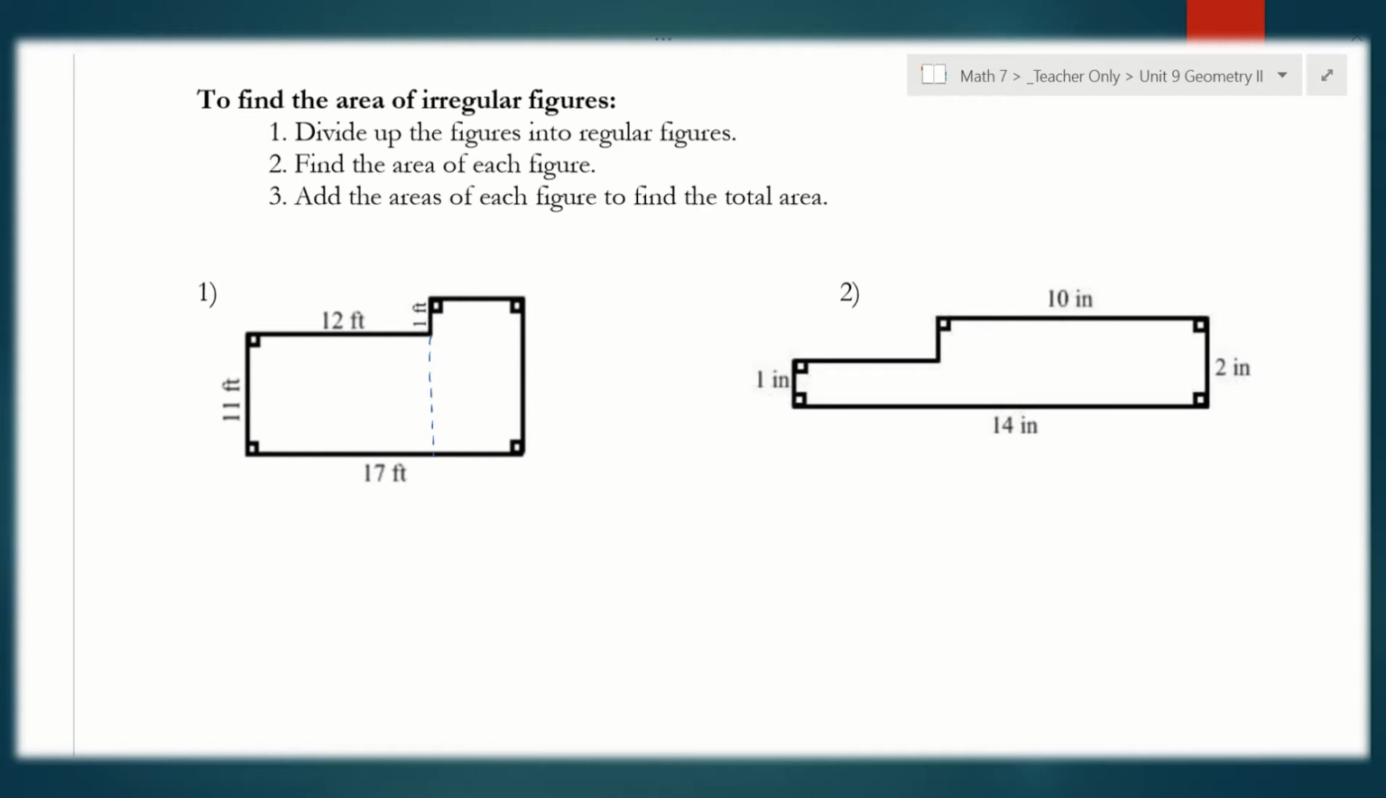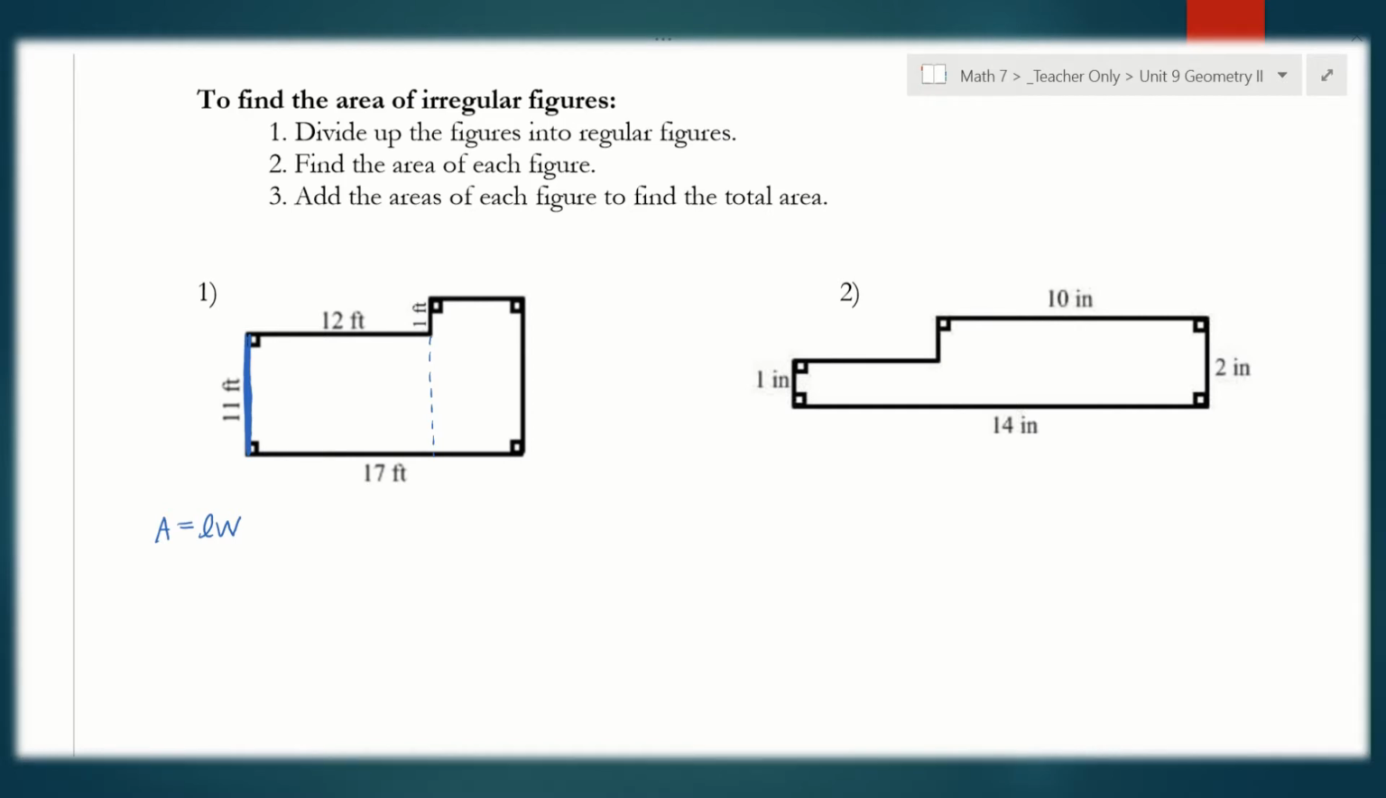But let's look at the rectangle on the left to start. What I need to find the area of any rectangle is the length and width. So I have to look at that rectangle and think, what is the length and what is the width? The easiest thing you can spot is that this side right here is our width. It shows you right away that that's 11 feet.